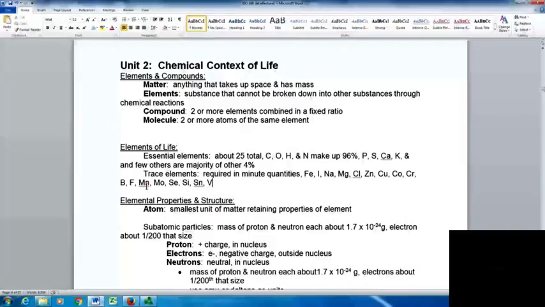So this is chapter 2 in Biology 160. We're looking at the chemical context of life. In this chapter, what we're starting to look at are some of the basic chemicals and review some basic chemistry that's involved in biology.